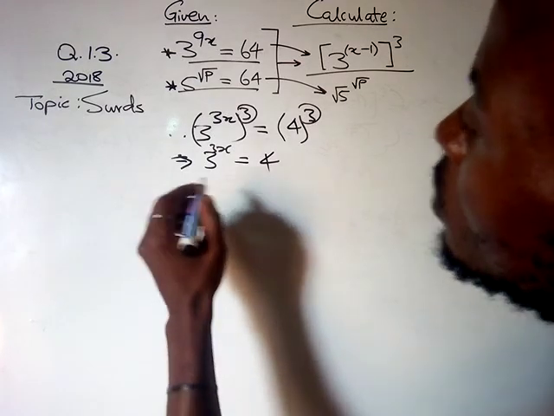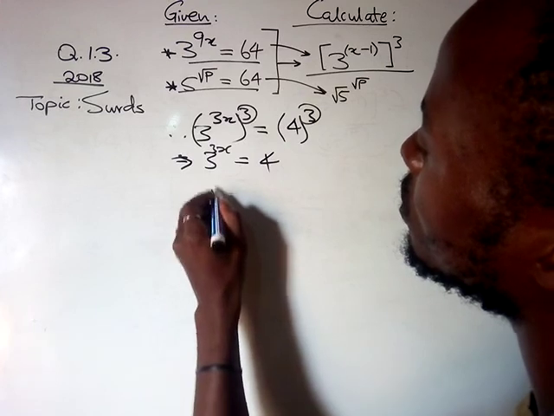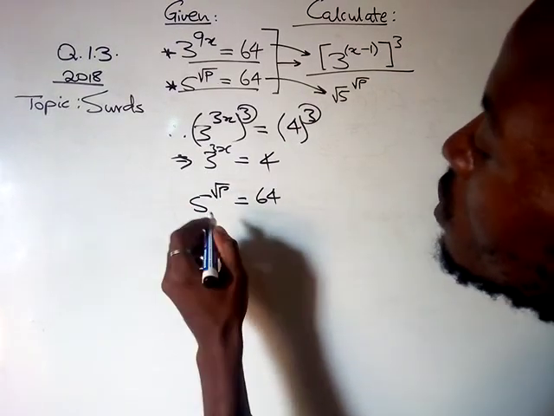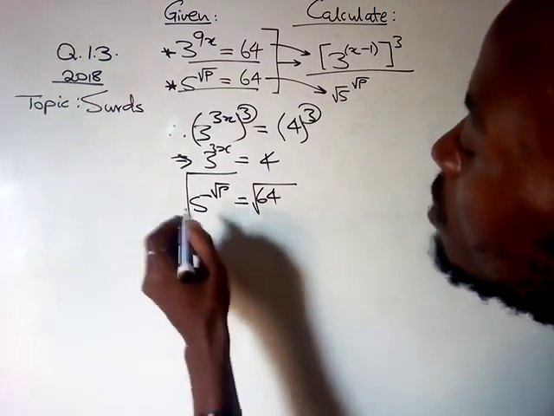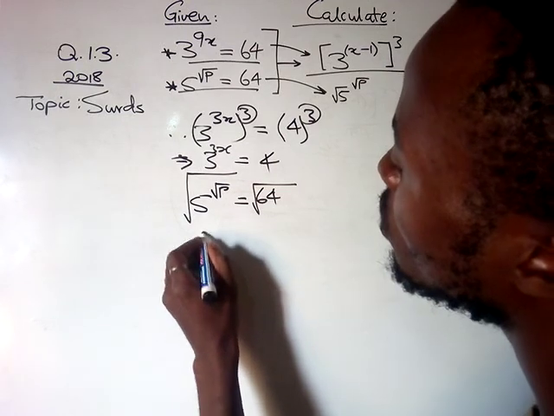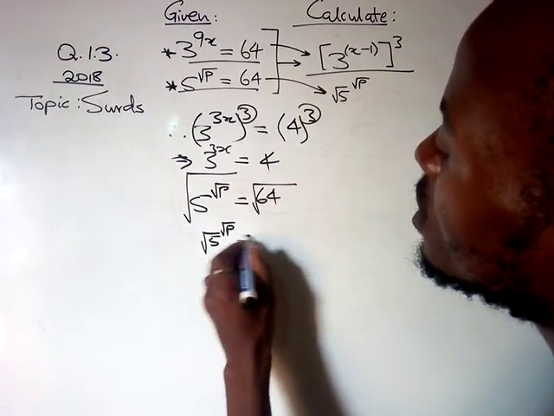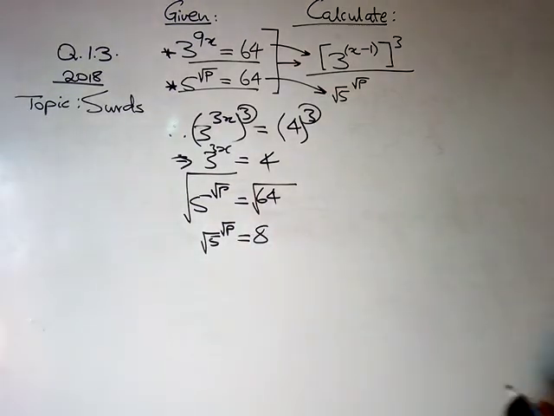The second one, we will say this: we have 5 to the root of p, which equals 64. So by getting the square root of both of them, it implies that we will have the square root of 5 to the root of p, which is going to be equal to the square root of 64, which is equal to 8 in this case.